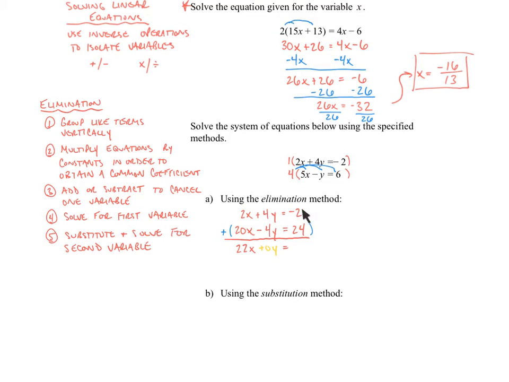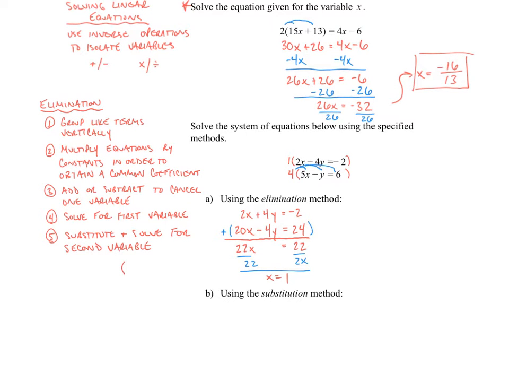So then we have negative 2 plus 24, and that's going to equal 22. So I don't need this 0y here taking up space. Don't forget this is an equation. So next, I'm going to solve for the first variable. So I can solve for x now, and I can do that by dividing both sides by 22. And so now I have that x is equal to 1. So I have my first value for this solution.